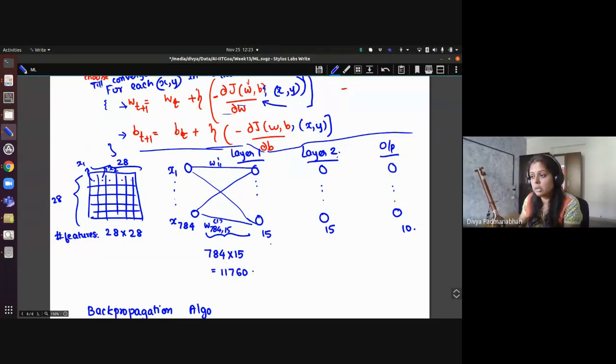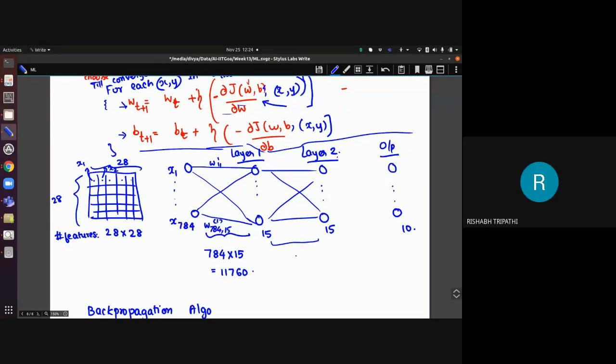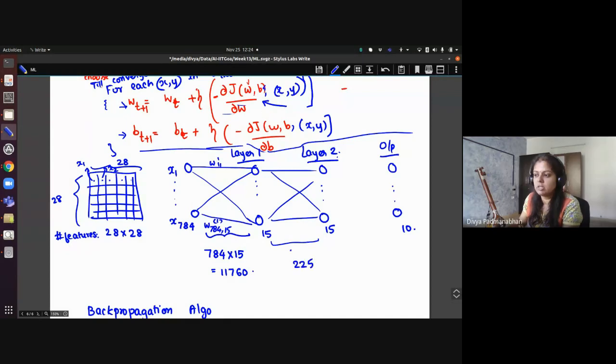And so now in the second layer, you have 15 to 15, right? So all these connections. How many weights would come here? 225. 225, right? So this is 15 into 15. And finally, in the last layer, you have 15 times 10, right? So this would be 15 into 10. Okay, so this is 150. So totally, you have this many weights. Okay, and also you have those bias terms, right?